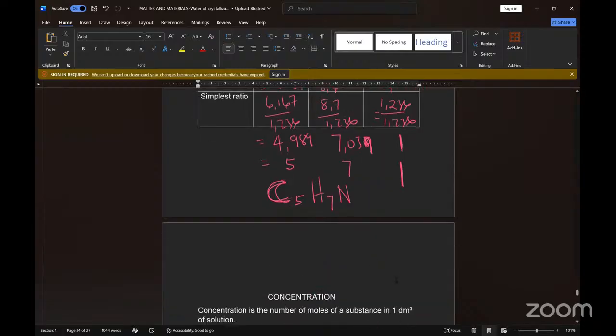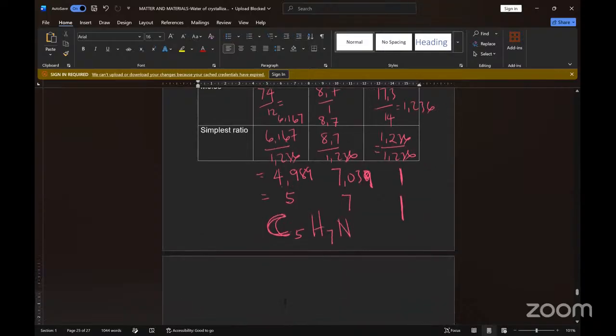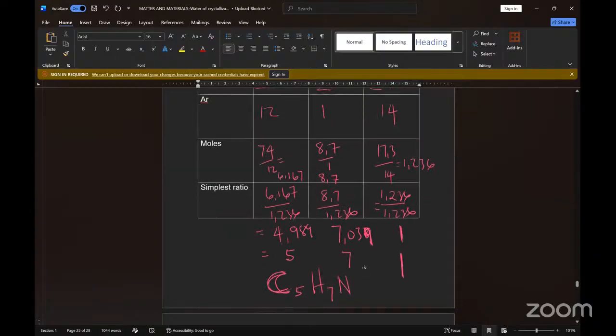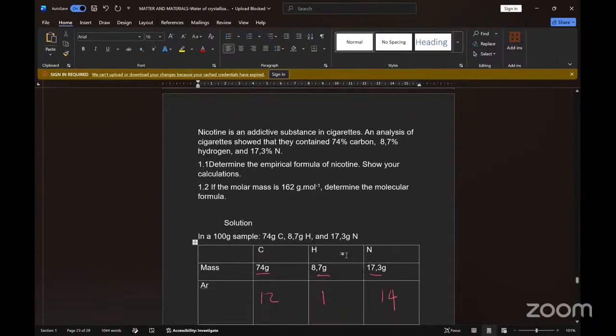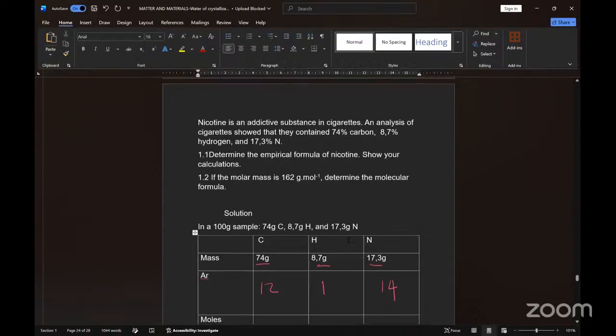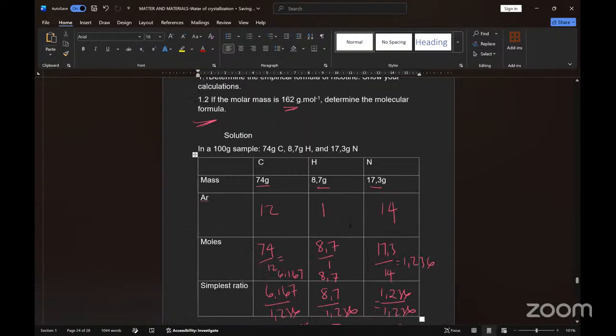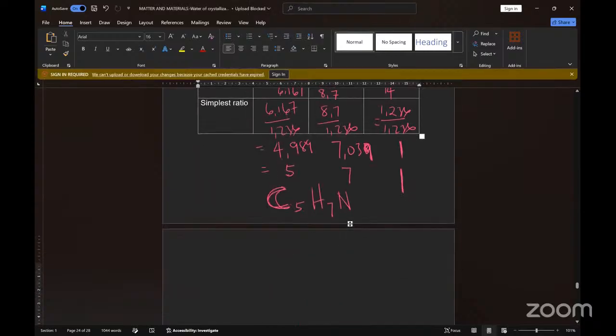Okay. So the next question says that, so this is the first part of the question that we are dealing with. This is similar to the previous one. However, this is where the difference comes. It says that if the molar mass of the compound is this, determine the molecular formula. Okay. So what you do is you first have to calculate the molar mass of this one.